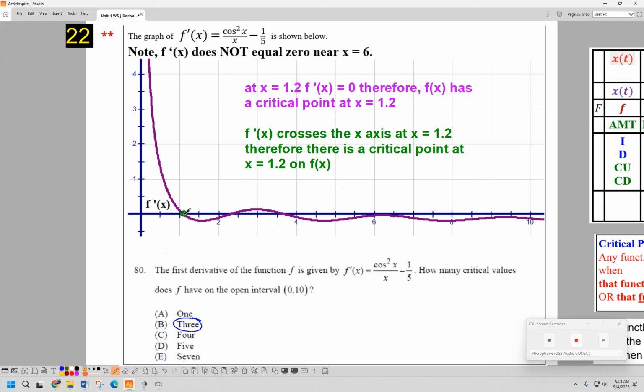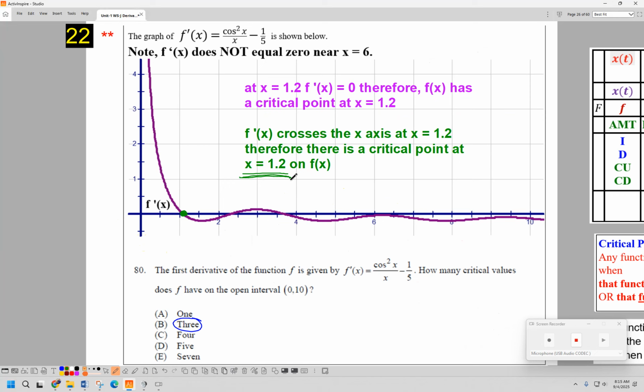But the values of f prime are the slopes of f. So if this f prime value is 0, that means that at that x coordinate, 1.2, f will have a slope of 0. And the definition says when f has a slope of 0, f has a critical point. That's the answer. Okay, 2 for Lynn.